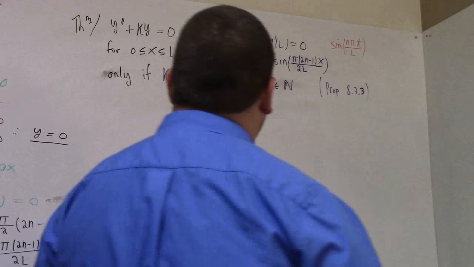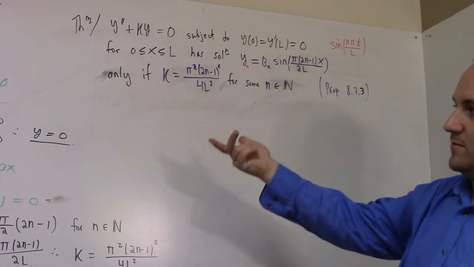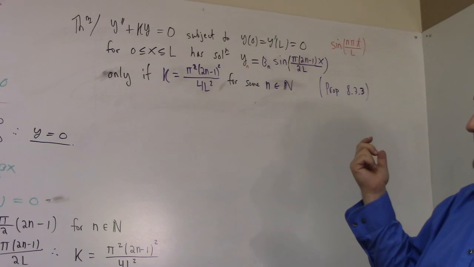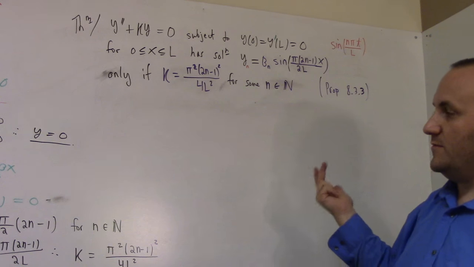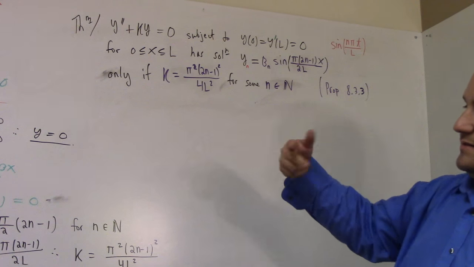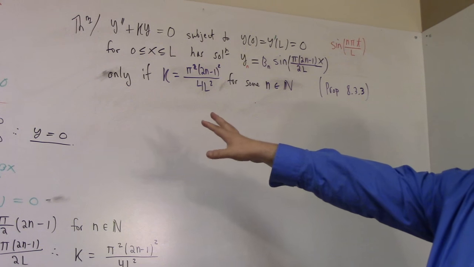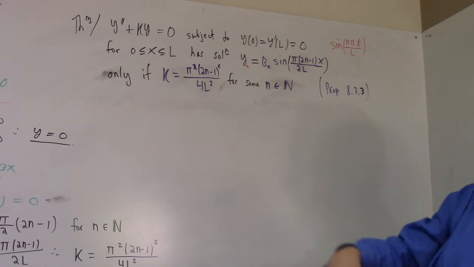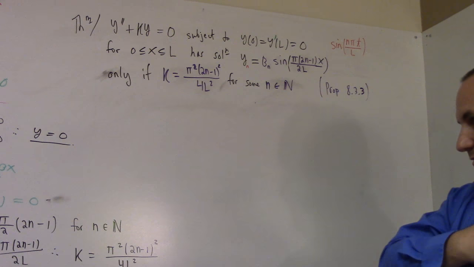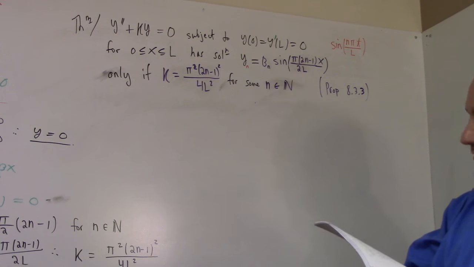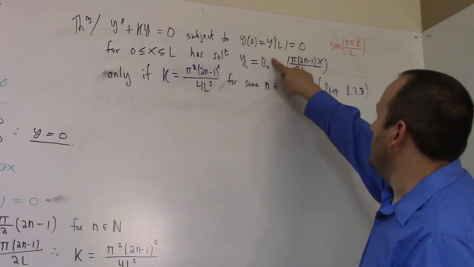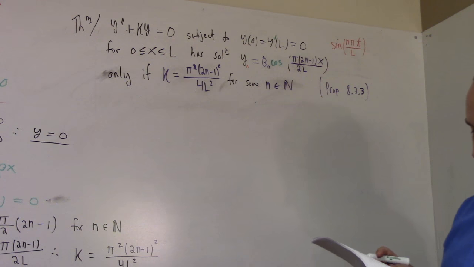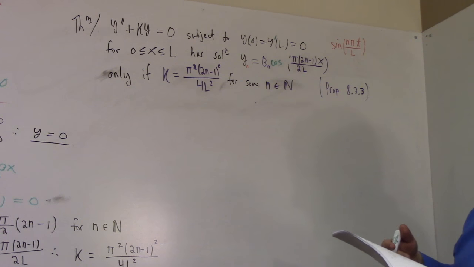nearly the same result, except the role of sine and cosine flip over, basically. The y prime of 0 immediately forces the b to be 0, leaves the a unfazed, and then the y of L gives you a condition on the other term. Long story short, we don't get sine, we get cosine. The argument is the same, and the k is also pi squared times 2n minus 1 squared over 4L squared for some n.